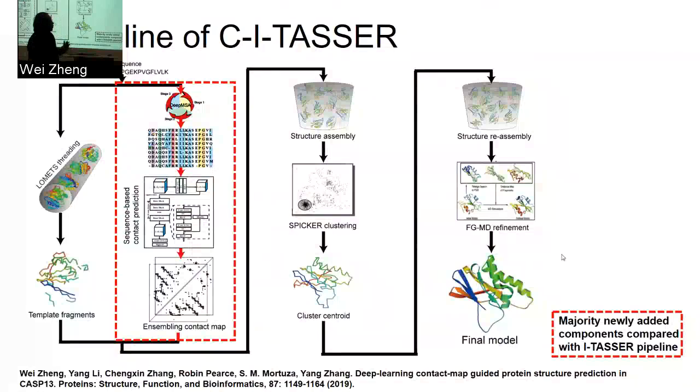Then the decoys or conformations from this simulation step are used for spectral clustering based on structural similarity. Then the cluster center of the largest cluster will be selected as the initial decoy, the initial model for the refinement step. In this step, a software called FG-MD will be applied to the initial model to remove the clashes and add the side chains. Then you will get the final model.